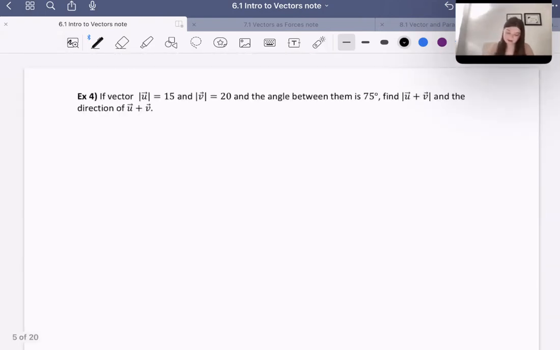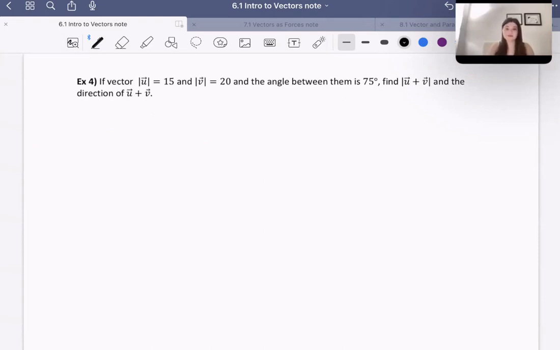All right, let's try example 4, and this will be our last example for the day. It says if the magnitude of vector u is 15 and the magnitude of vector v is 20, and the angle between them is 75 degrees, find the magnitude of u plus v and the direction of vector u plus v. So the resultant, basically, the magnitude and direction of the resultant vector.